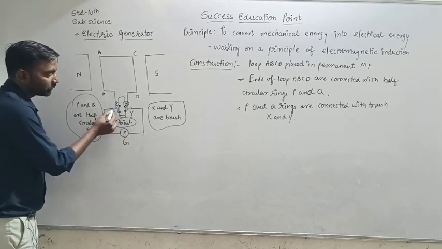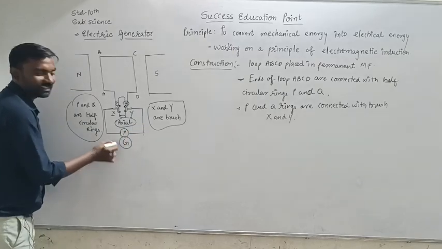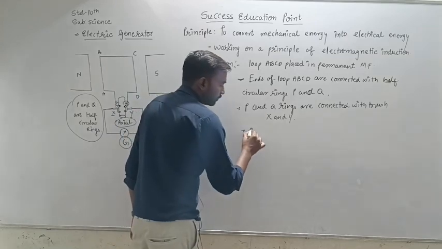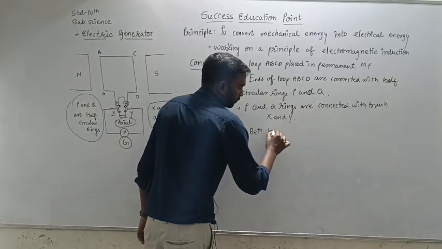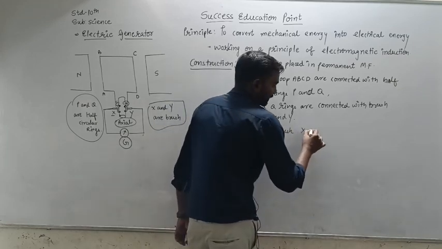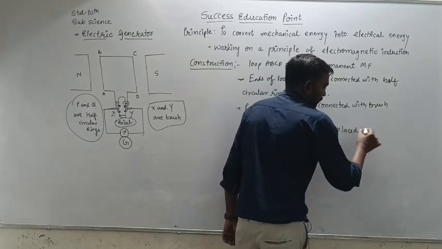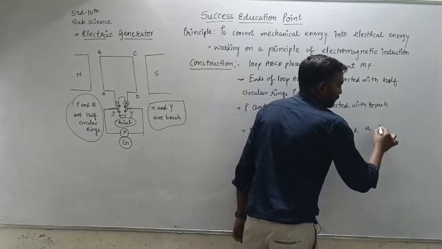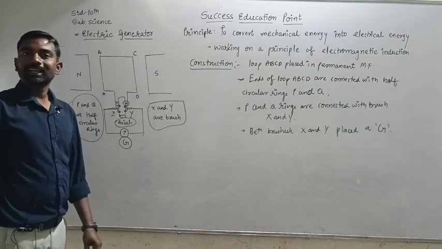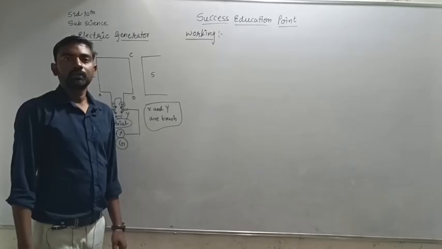And at last, you can see here, between the brushes X and Y we place G. G stands for the galvanometer. So: between brushes X and Y, a galvanometer is placed. This is the whole construction.